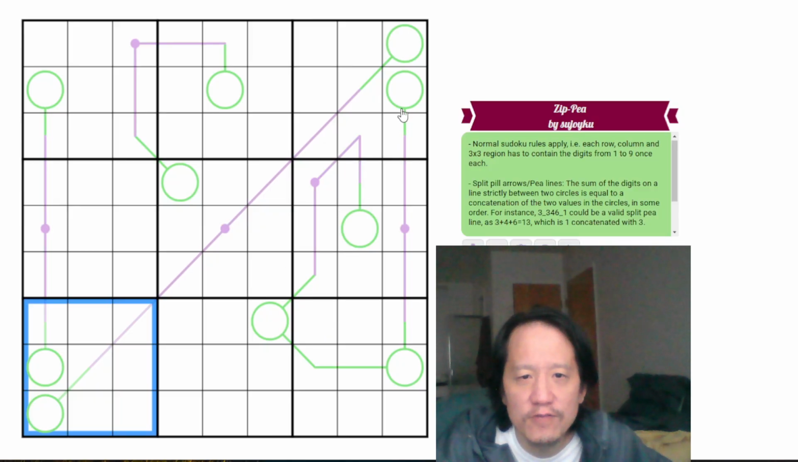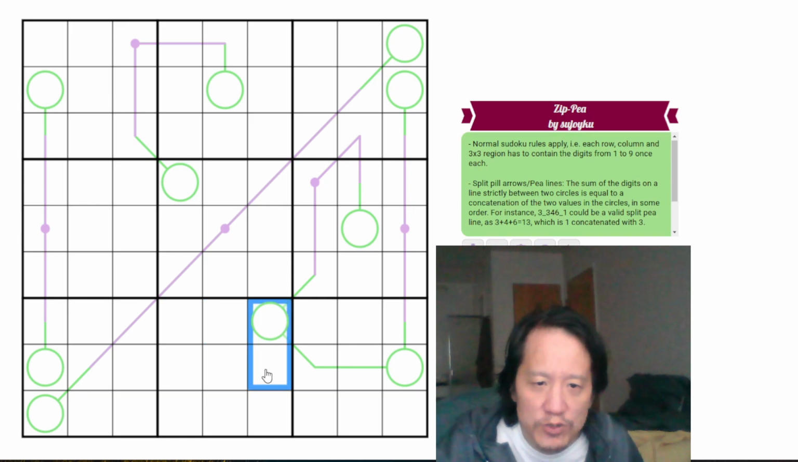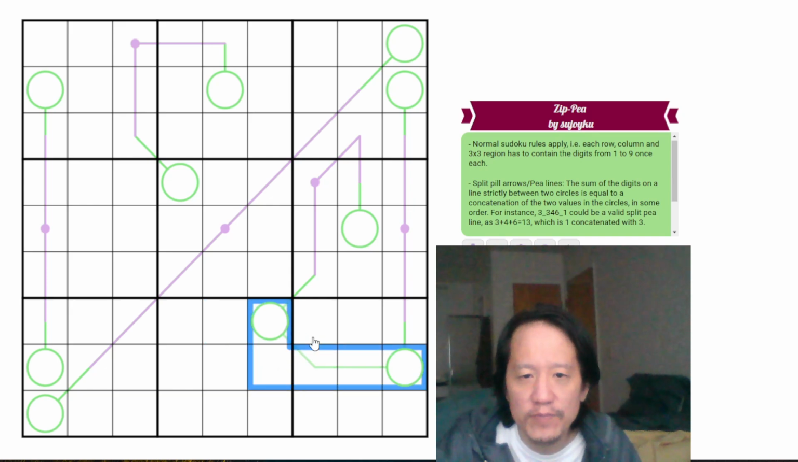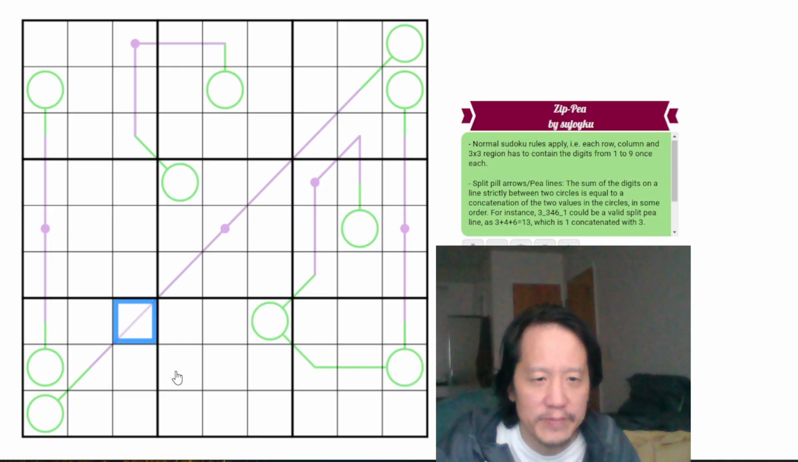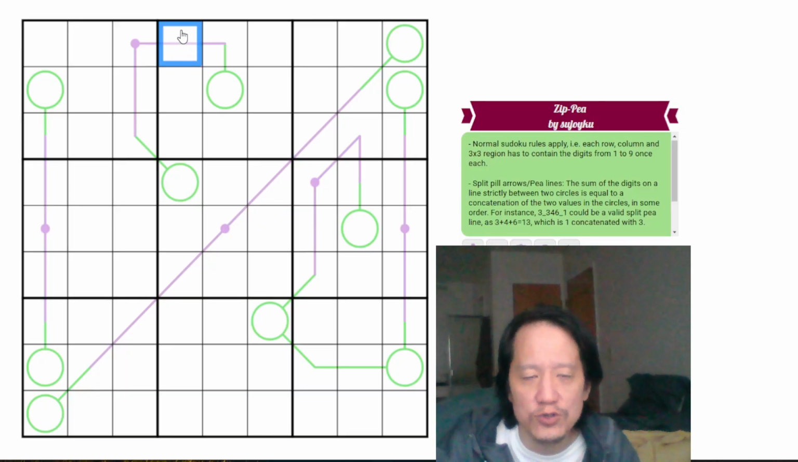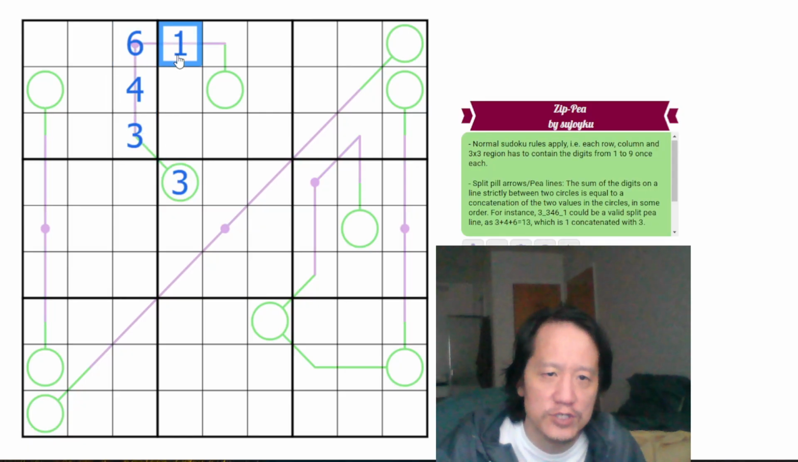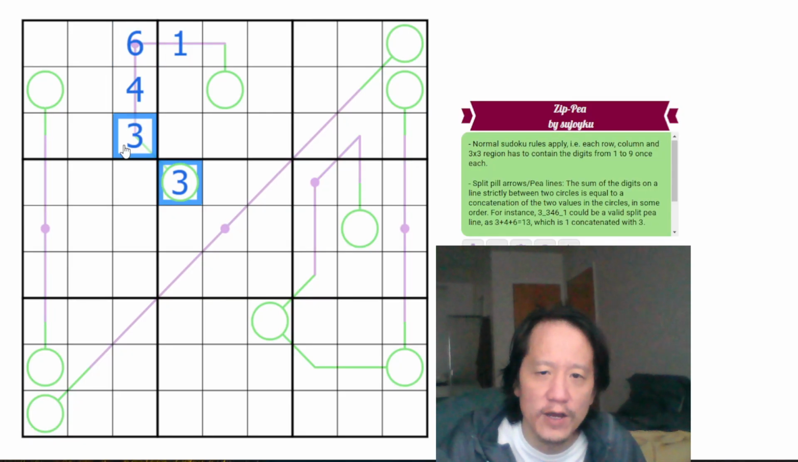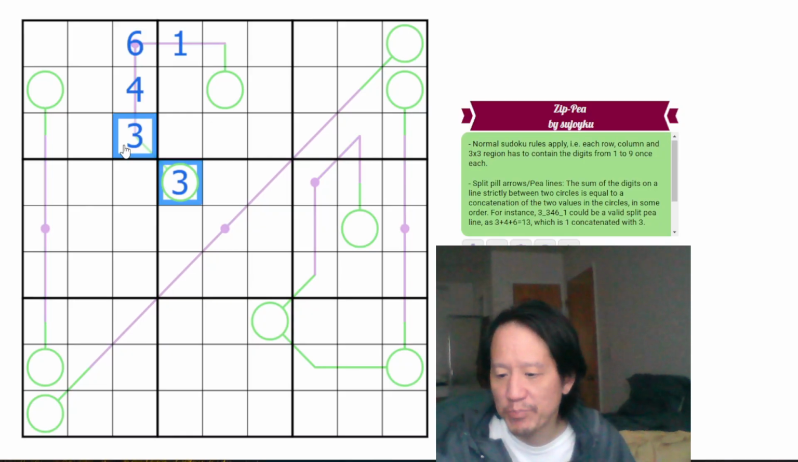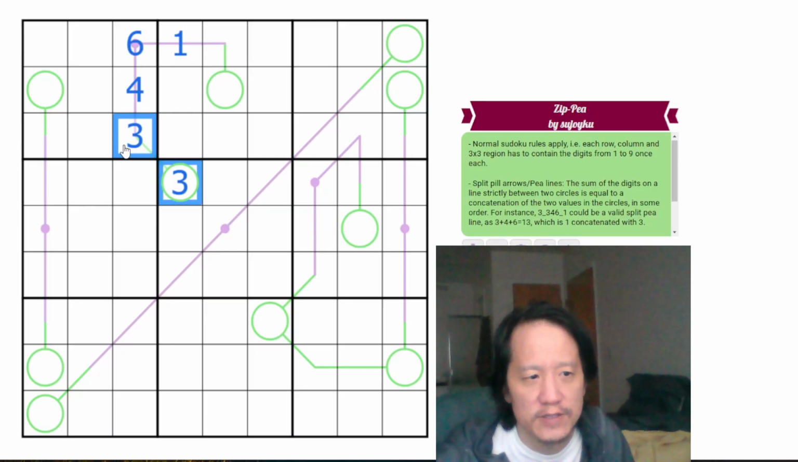So, do we have a 5? We do not have a 5. So assume there was a 5. Say it went this way instead. Well, okay, that's not going to work. Say this ended up here, right? Say this was a circle, and this was 3 and 1. This could be 3, 4, and 6, and this would add up to 13. So therefore, the split pill arrow P line rule is satisfied there, right?